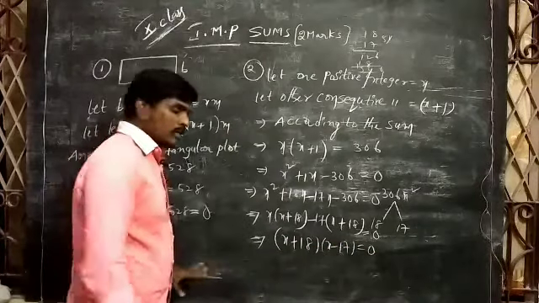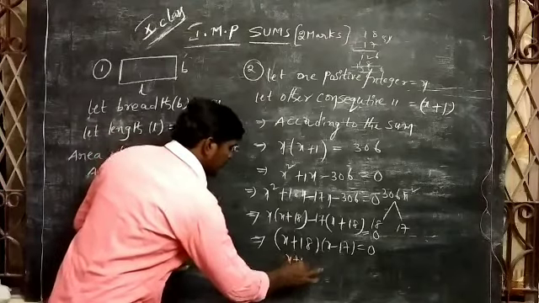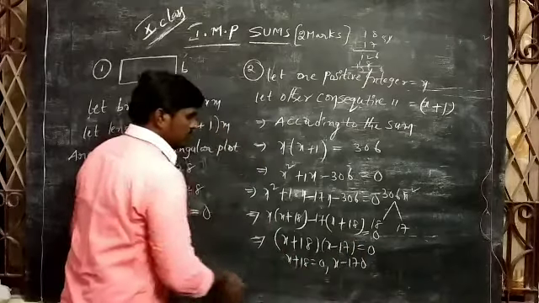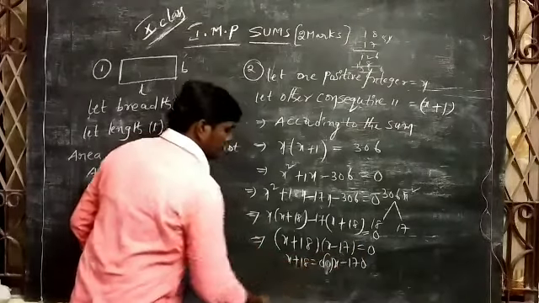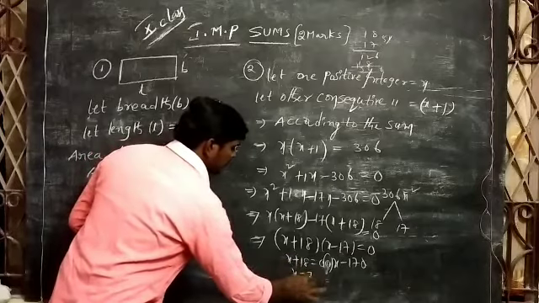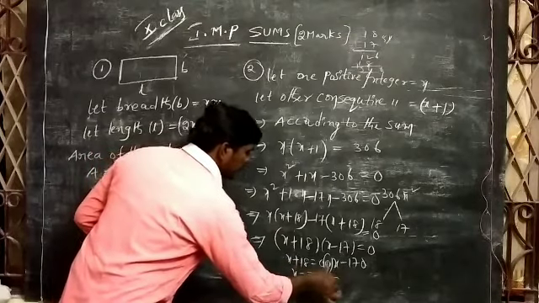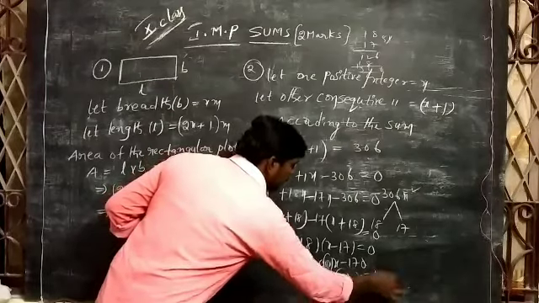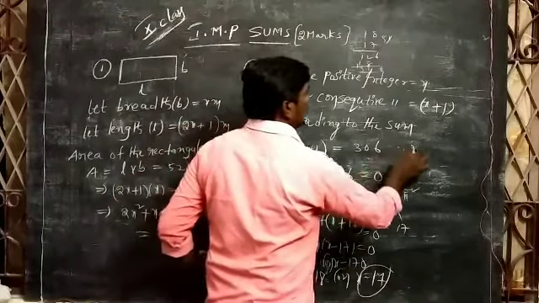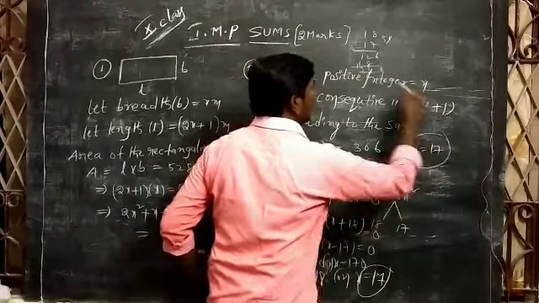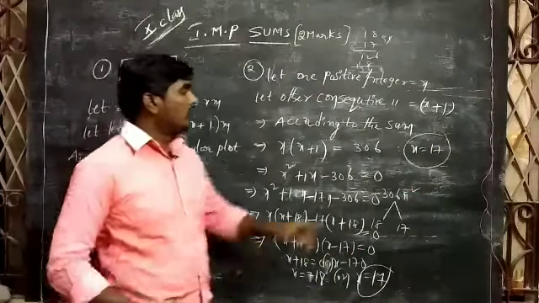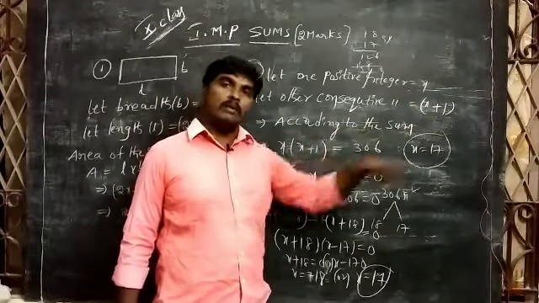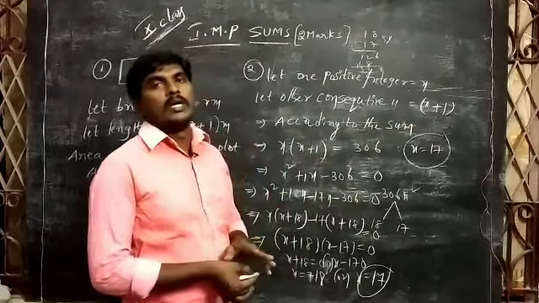Now each factor equals 0. x plus 18 equal to 0, or x minus 17 equal to 0. Here write OR. Plus 18 becomes minus 18, or minus 17 becomes plus 17. You can take only the positive number, not the negative number. So the x value is 17. That means one positive integer is 17. The second positive integer is 17 plus 1, which is 18. Those are the required two positive integers.